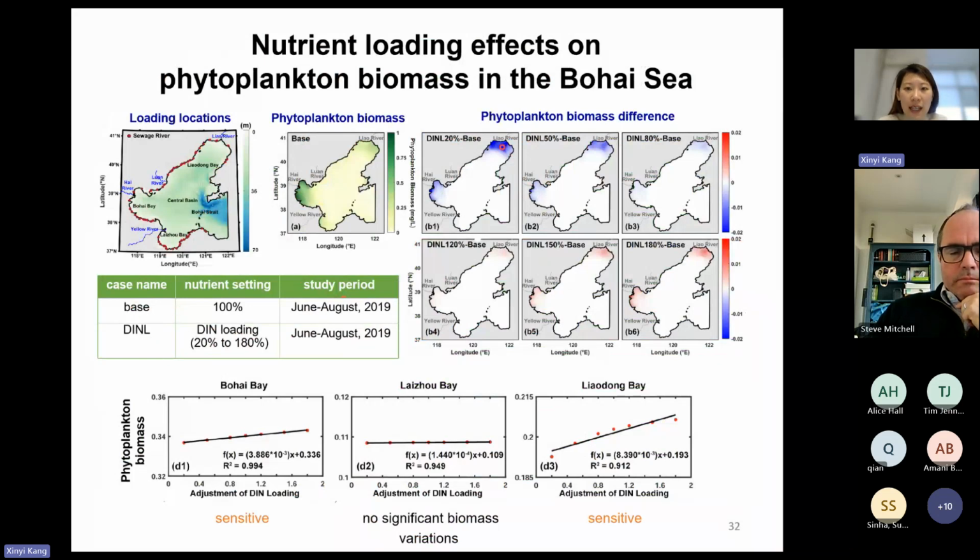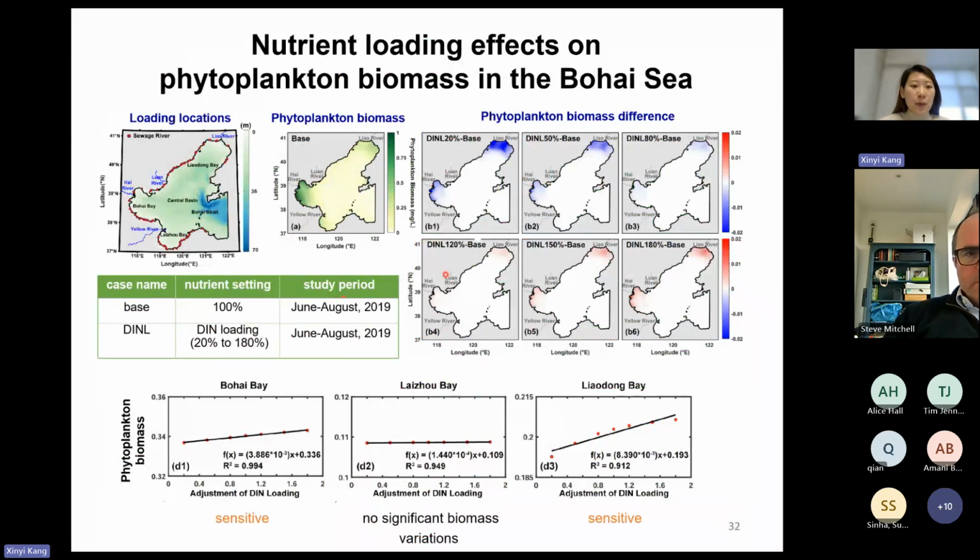So we could see that for the phytoplankton biomass differences, strong differences occurred in Liaodong Bay and Bohai Bay. Increasing the riverine DIN loading will promote the phytoplankton growth and vice versa. However, for Laizhou Bay, there's no significant biomass variation under the adjustment of DIN loading.